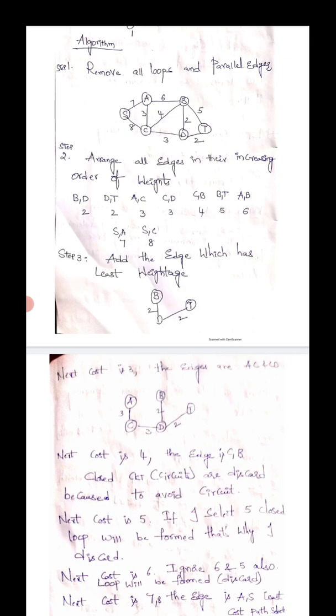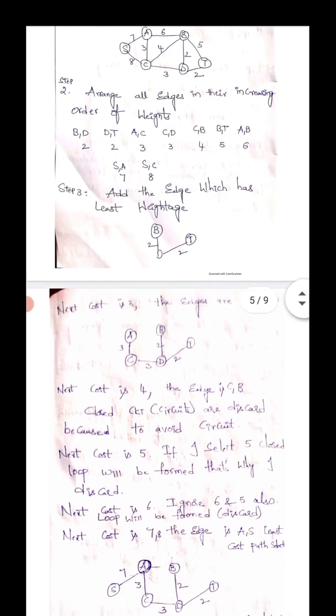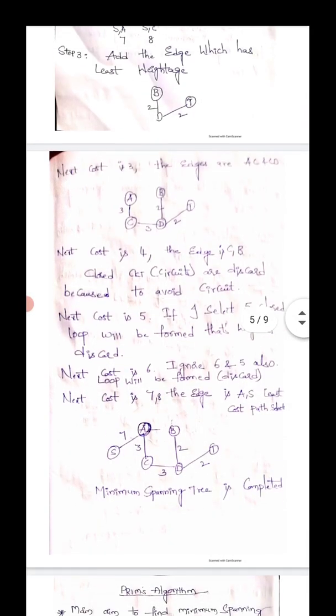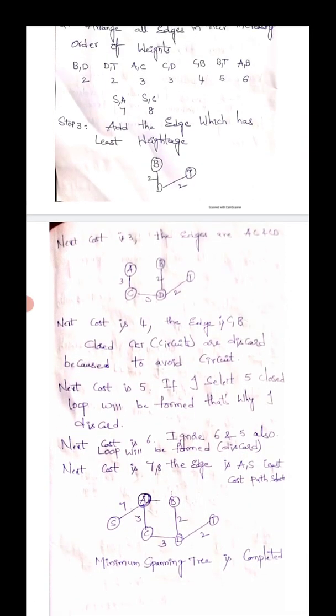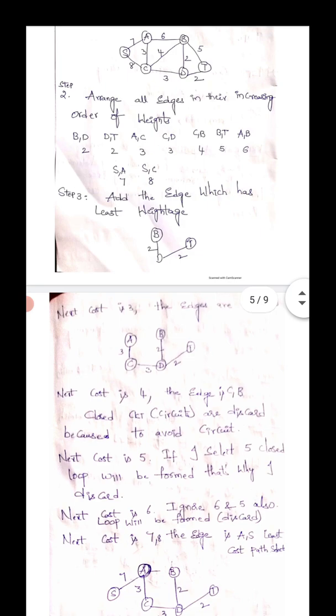Next we study step 3: add the edges which have the least weightage. B to D has the least weightage 2, and D to T also has weightage 2. The next least weightage is 3, and the edges are AC and CD. A to C is 3, and C to D is also 3. Yes, correct. The next least weightage is 4.